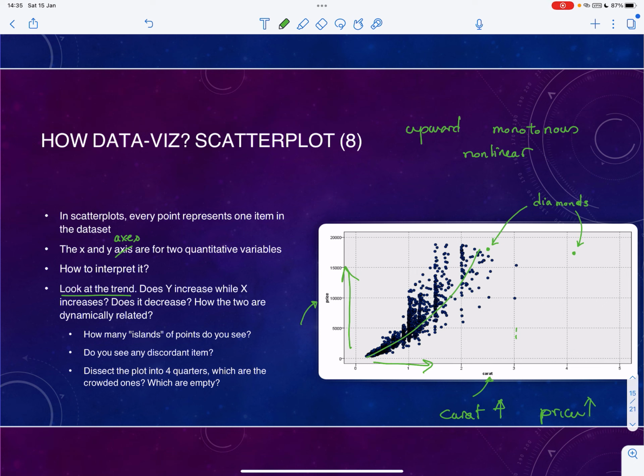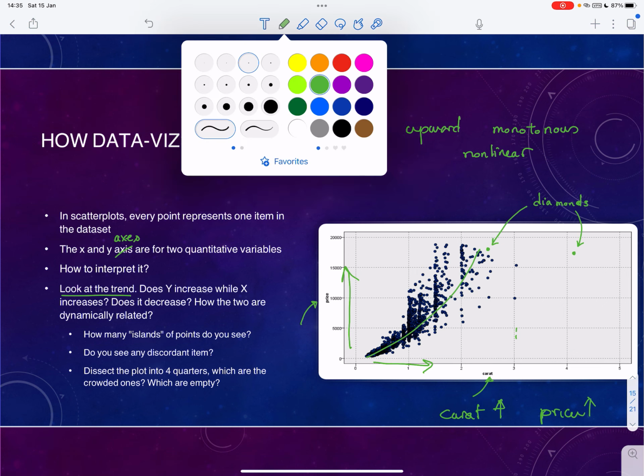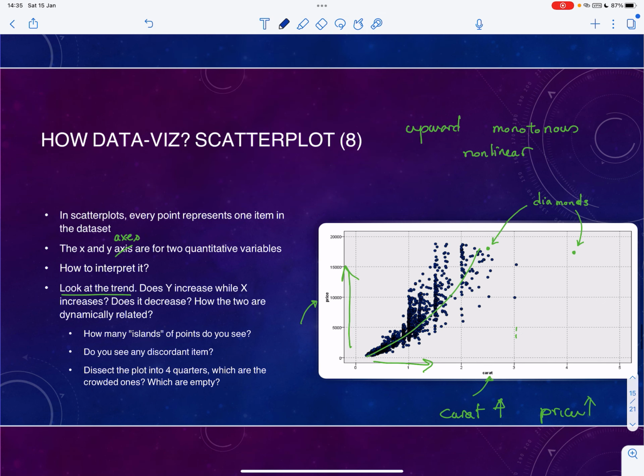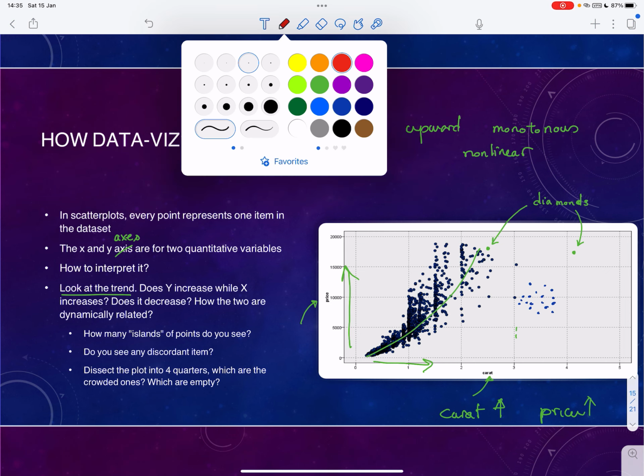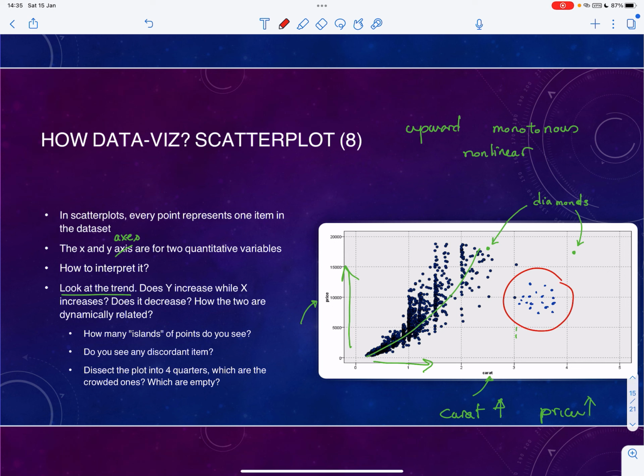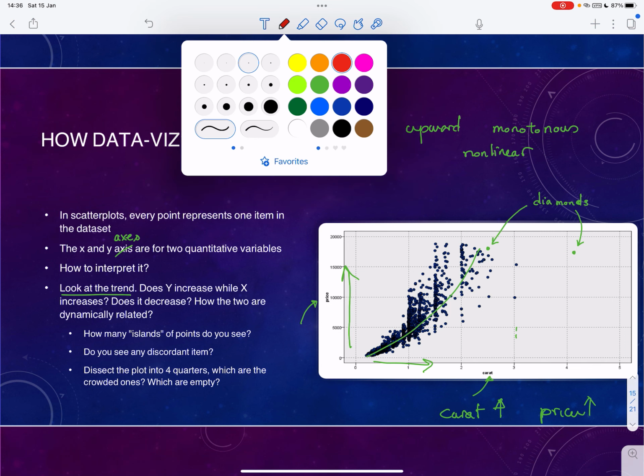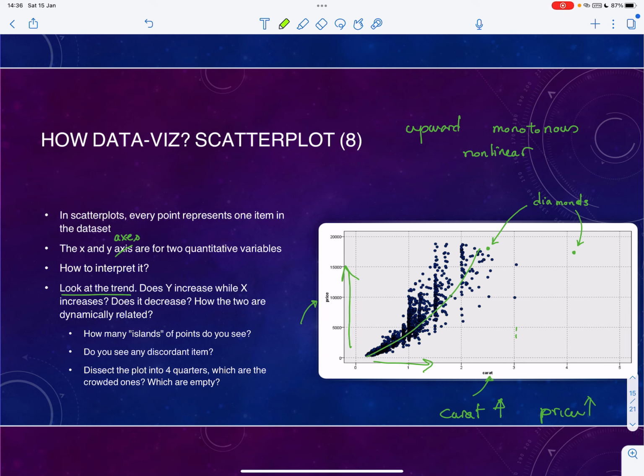How many islands do I see? Well, I don't see that many islands, but if, for instance, I had these items here, they would be quite separated from others. So I would say that I'm seeing generally 2 islands. It means that probably there are 2 different clusters or groups of diamonds.